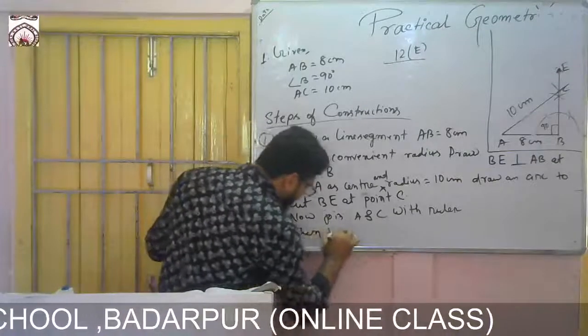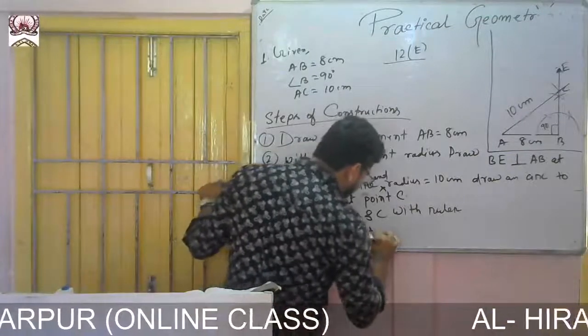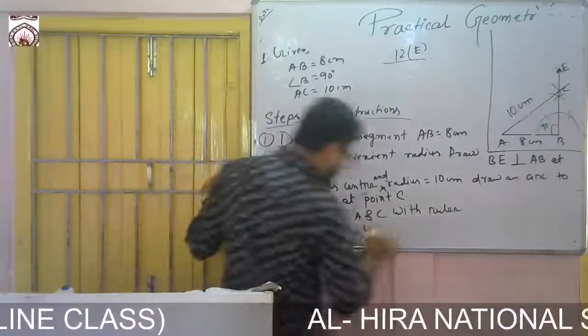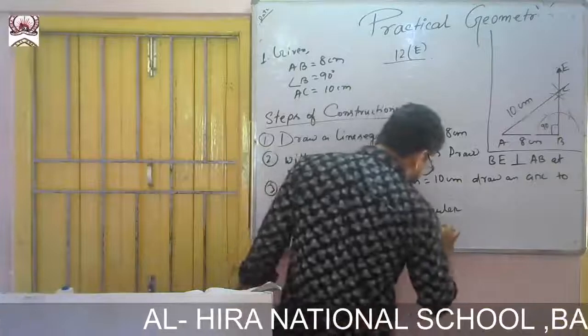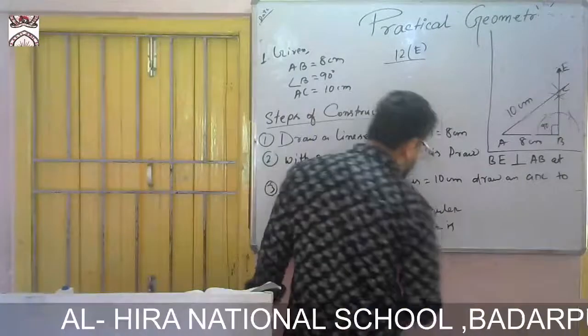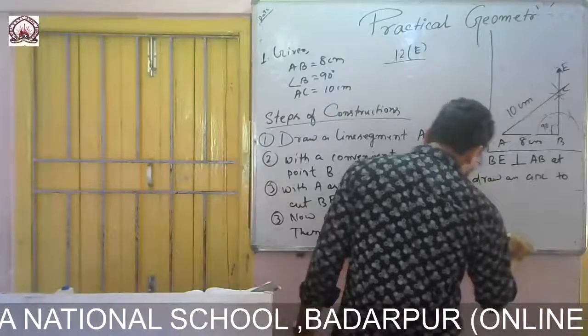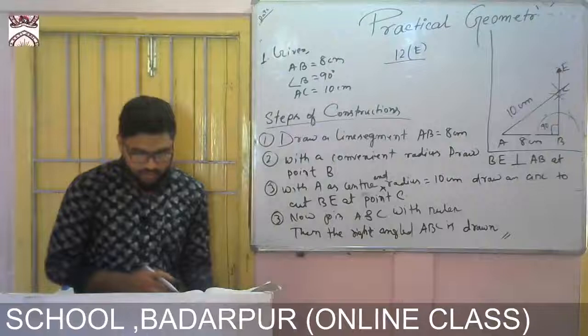Then the right angled triangle ABC is drawn.